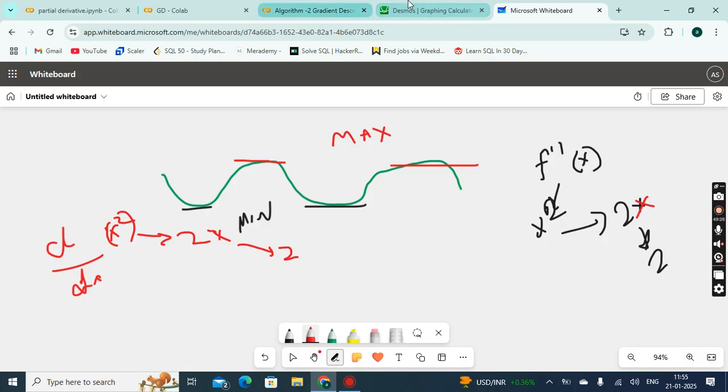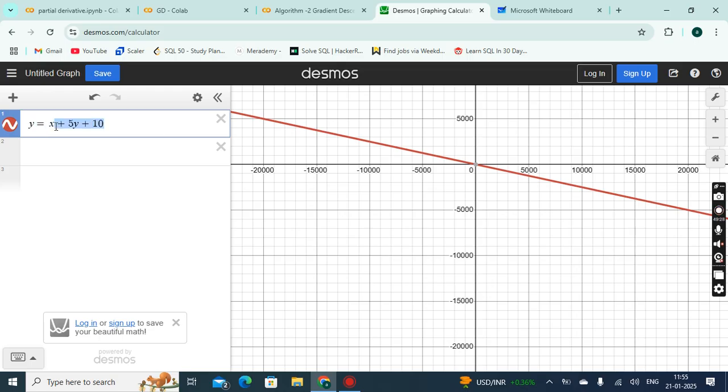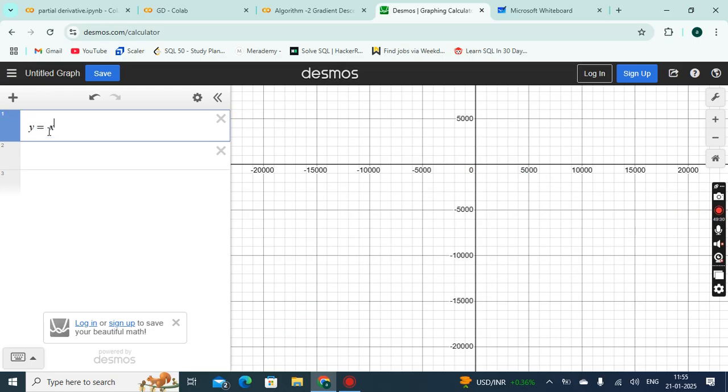Now let me just draw that graph again, x square.